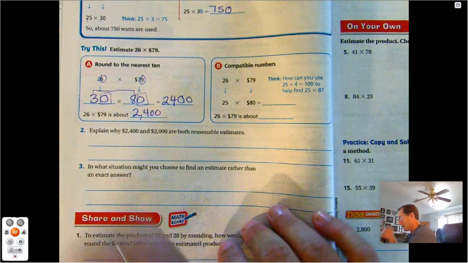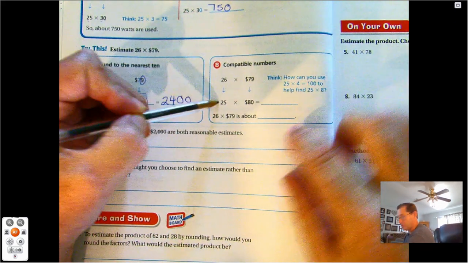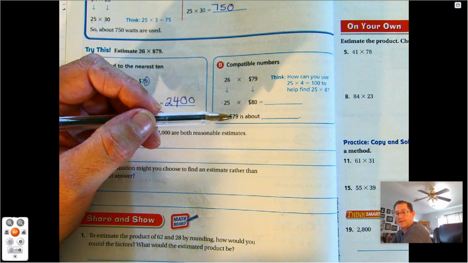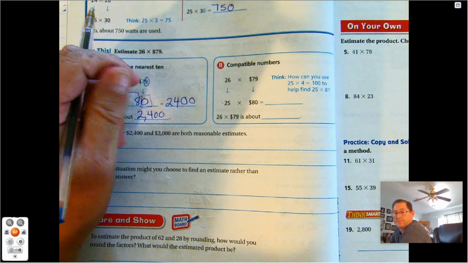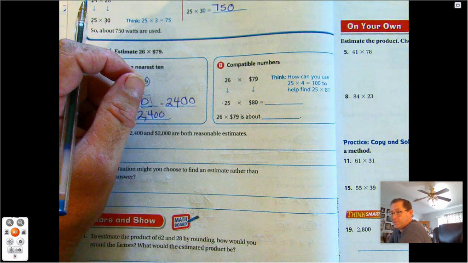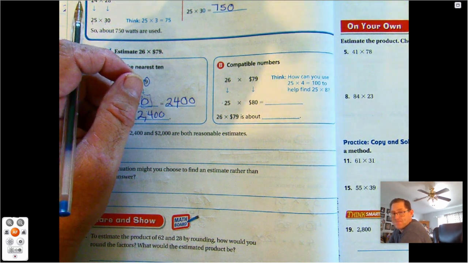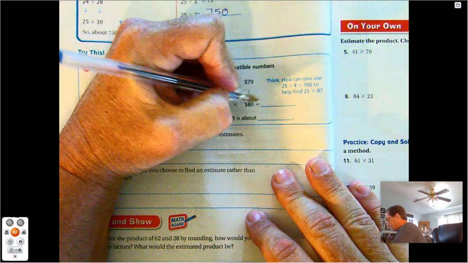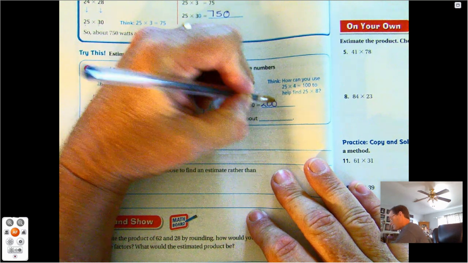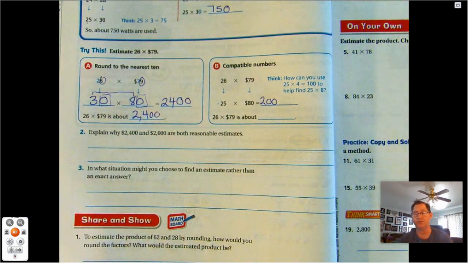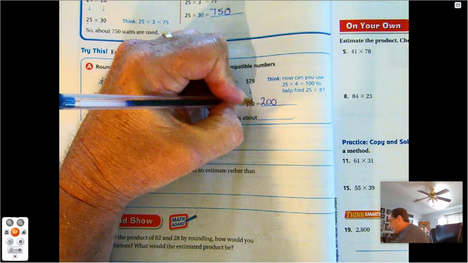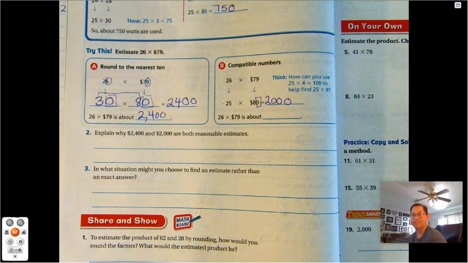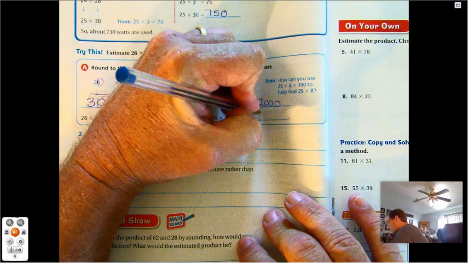Well, again, 26, that's real close to 25. And we're going to round the 79 up to 80. Okay, so this time we have 8 quarters, right? Well, 4 quarters is $1 or 100 pennies, right? So if we have 8, that's twice as much. So we're going to have 200. 8 times 25 is 200. And we have to add the 0 from the tens. So 26 times 79 using compatible numbers is about 2,000.